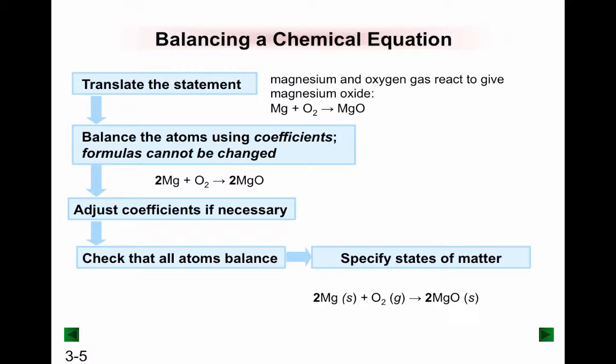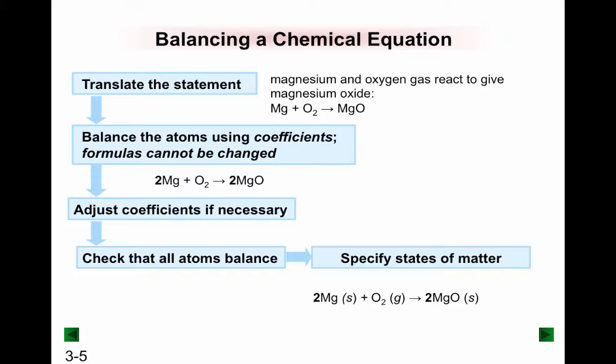The fourth step is to check your work to make sure that both sides of the equation contain the same number and the same types of atoms. The last step is to specify the states of matter of each substance in the balanced chemical equation. If the substance is a solid, use a lowercase s in parentheses. If the substance is a liquid, use a lowercase l in parentheses. If the substance is a gas, use a lowercase g in parentheses. And finally, if the substance is dissolved in water, use a lowercase aq in parentheses, which indicates it is an aqueous solution.